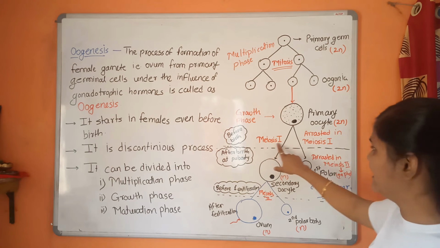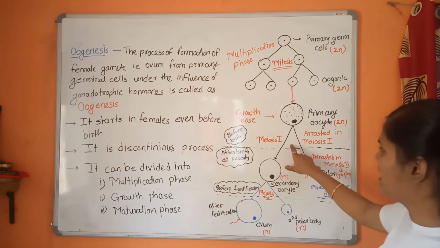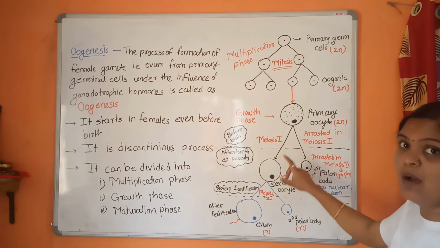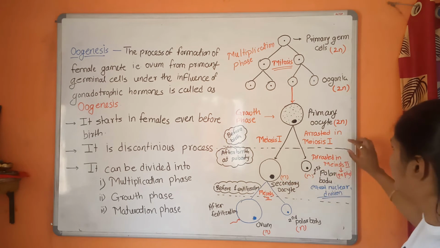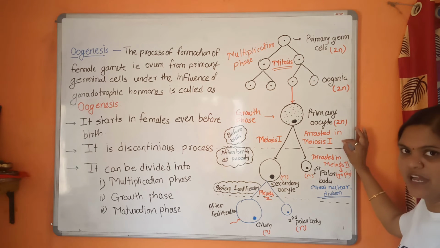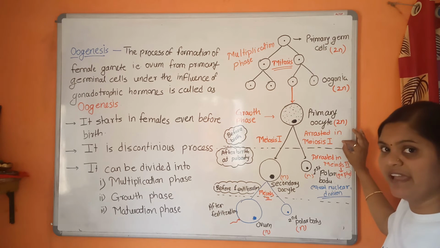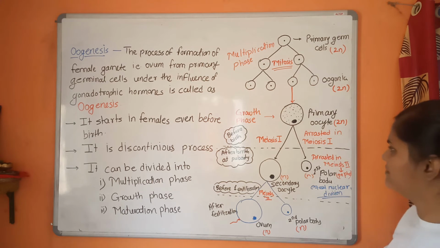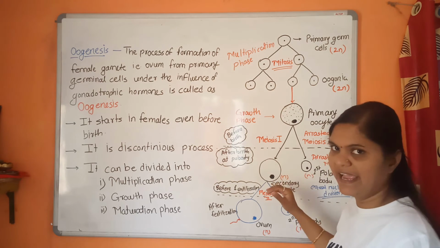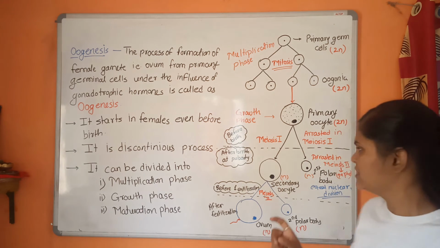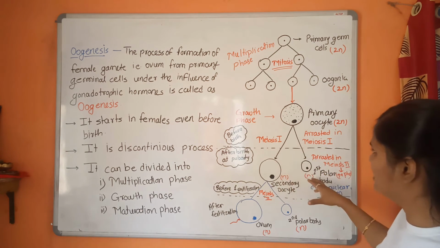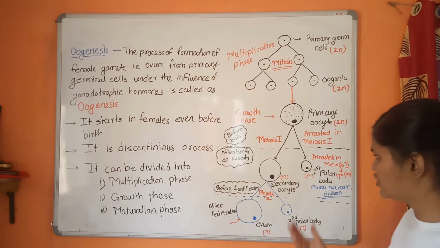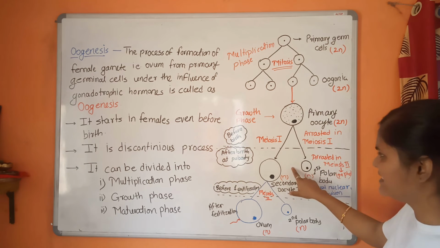Meiosis 1 also starts, but it is not completed. Okay, so meiosis 1 is completed at puberty. So it is arrested in meiosis 1, and in which phase? The diplotene phase of prophase 1 of meiosis 1, and then at puberty age, that is 10 to 12 years, it starts to develop. Not every oocyte, but some of those oocytes start to develop and meiosis 1 is completed.